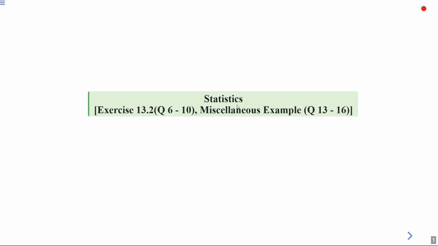Hello students, welcome to this lecture on statistics. In this lecture, we will solve exercise 13.2, question number 6 to 10 and miscellaneous example, question number 13 to 16.